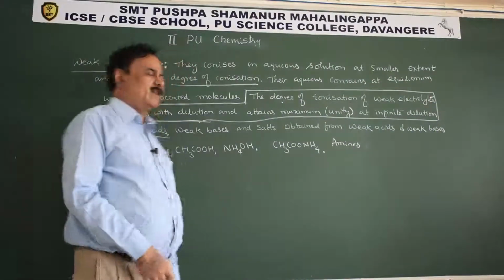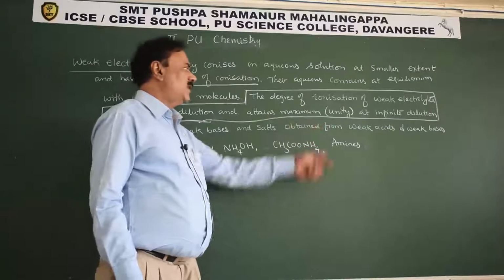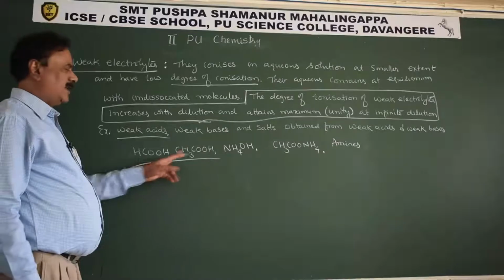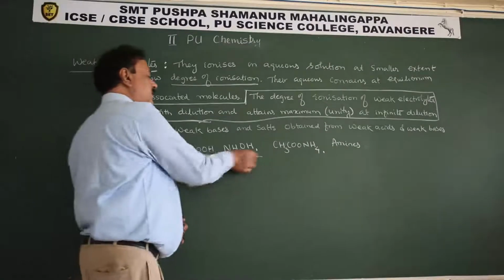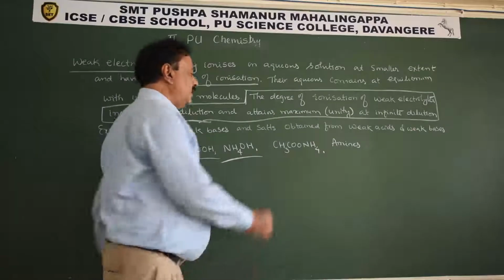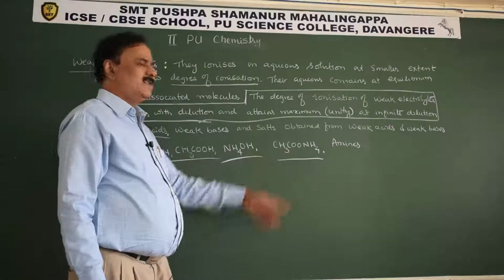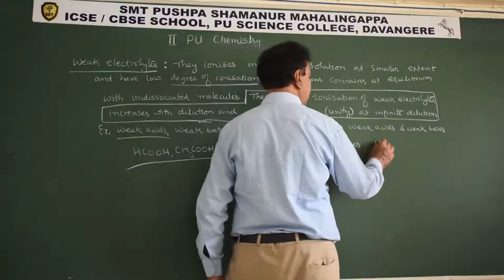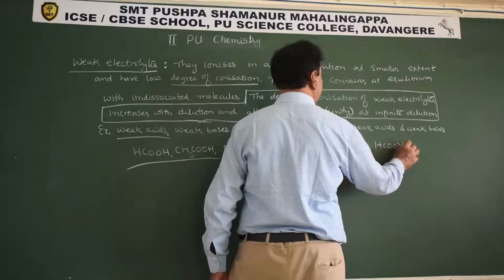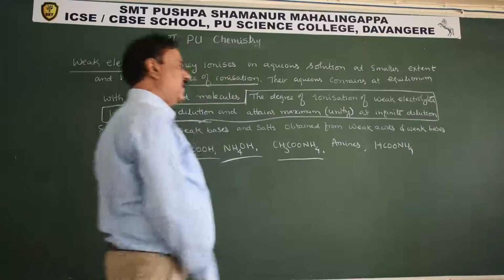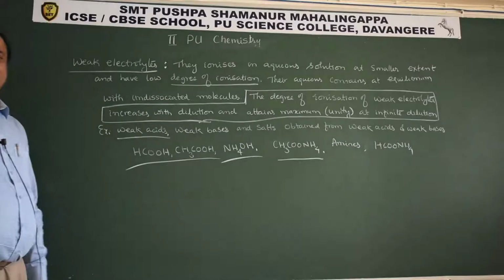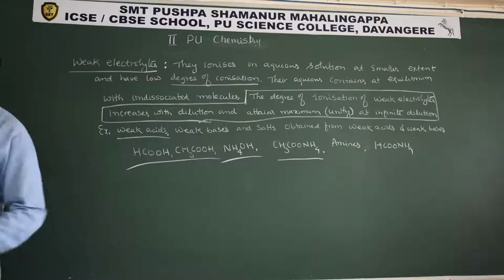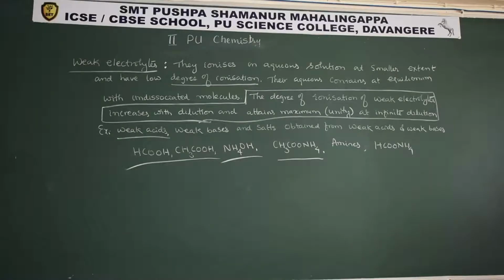Examples of weak electrolytes are weak acids or weak bases and salts obtained from weak acids and weak bases. You know that formic acid and acetic acid are weak acids. Ammonium hydroxide is a weak base. Sodium acetate, ammonium acetate, ammonium formate, and all classes of amines, primary, secondary and tertiary amines, are good examples of weak electrolytes.